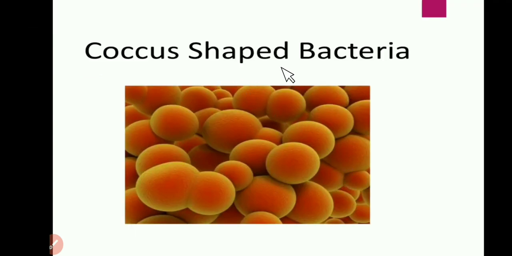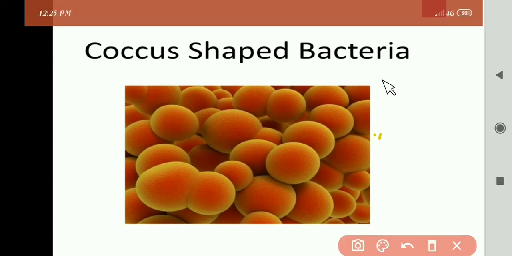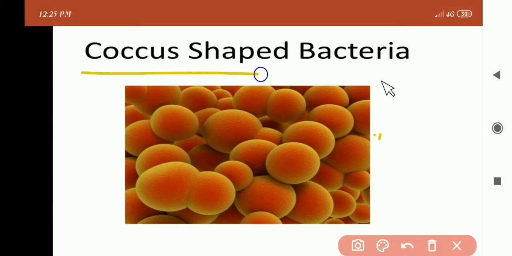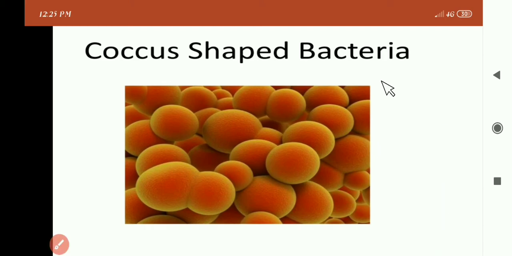This is the coccus shaped bacteria. Coccus shaped bacteria have many possible planes of division, while bacilli, what? They reproduce in these ways. Many possible planes means they reproduce or multiply like this.